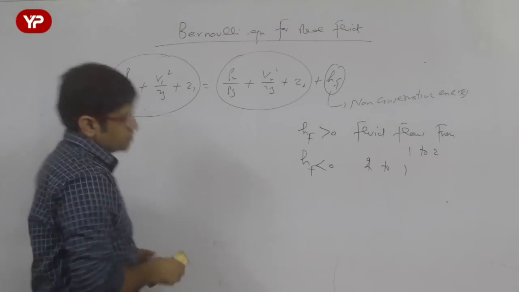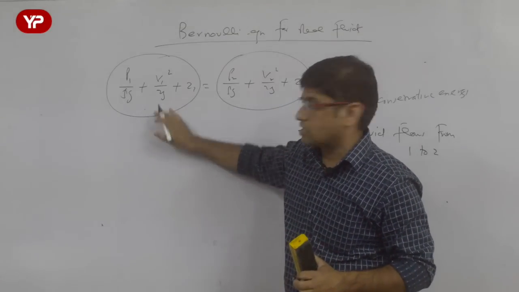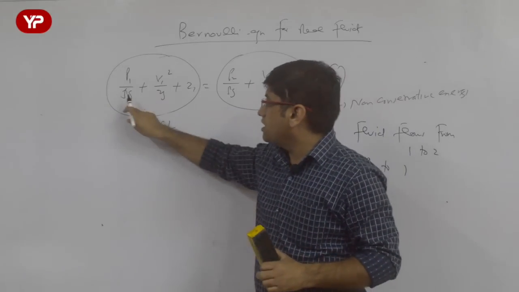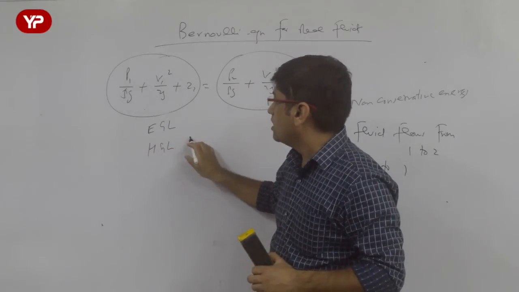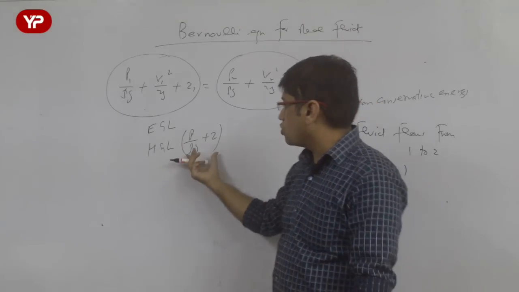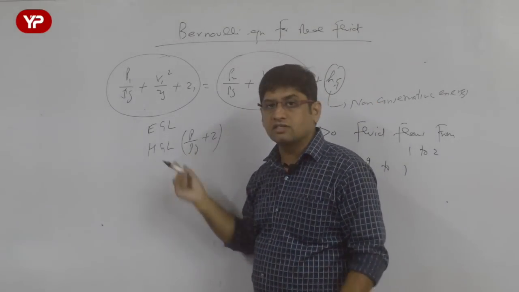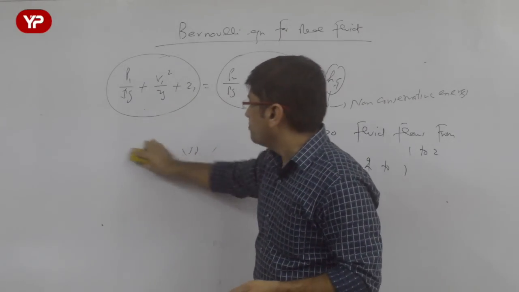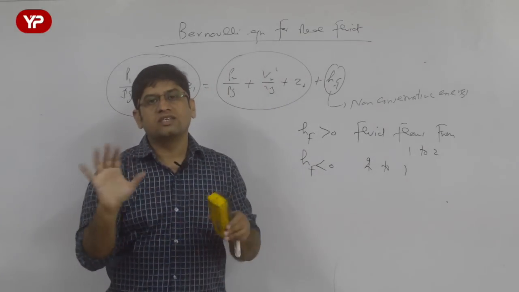Later on I will discuss with you that there is a terminology used for these conservative energy terms, called the energy gradient line. The energy gradient line includes all these three terms, and then there is the hydraulic gradient line. In the hydraulic gradient line, only these two terms come. These are also called piezometric head. So the hydraulic gradient line is this, the energy gradient line is this. The energy gradient line actually tells you the direction of flow: the direction in which it slopes down is the direction of flow.